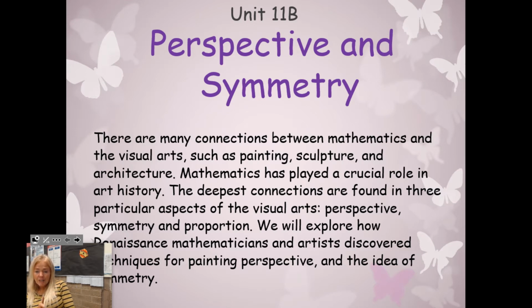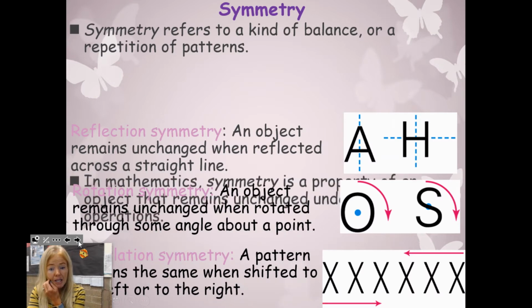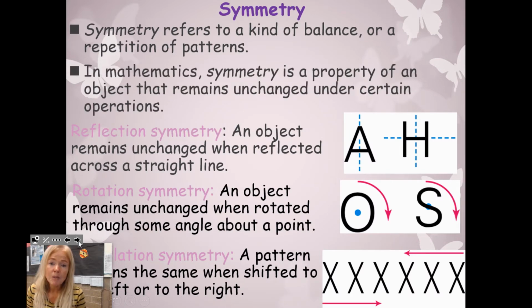Now, we'll explore how Renaissance mathematicians and artists discover techniques for painting and the idea of symmetry with their paintings. So it'll be kind of cool. And I love this, the cross-curriculum part of this section, looking at that as we're going through mathematics and the use of symmetry. So symmetry refers to a kind of balance or a repetition of patterns. So when you see symmetry, the pattern that you notice, I don't know if you want to look over here, the pattern, it goes up and then it goes down on the A, it goes down, across, and down.